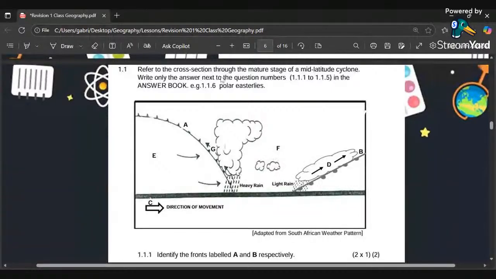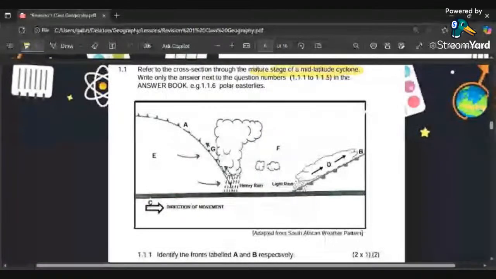So in front of you we have a paper. I'm not sure which paper it is, but you have your mid-latitude cyclones topic, and we're going to look into a brief revision behind it. It says they refer to the cross section through the mature stage of a mid-latitude cyclone. This is very important to note.